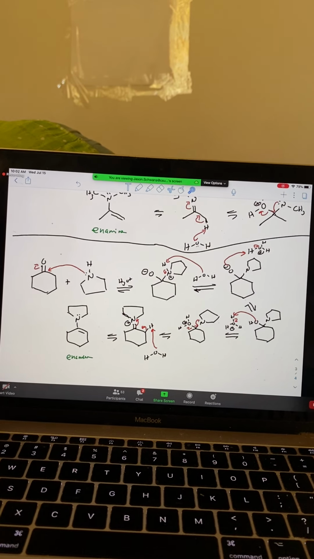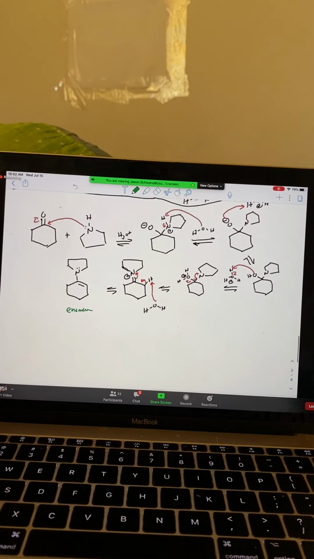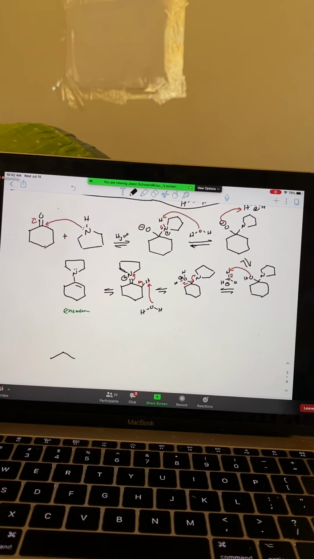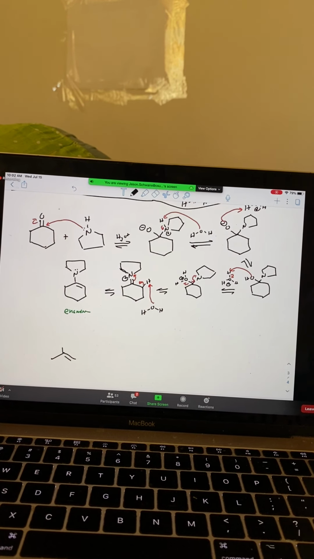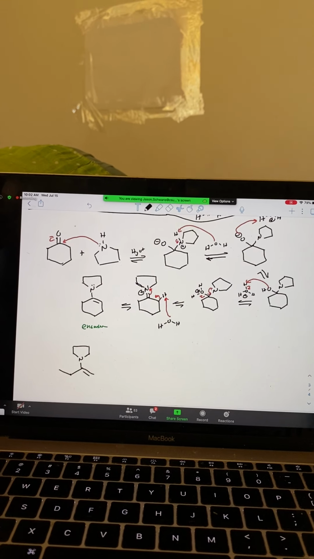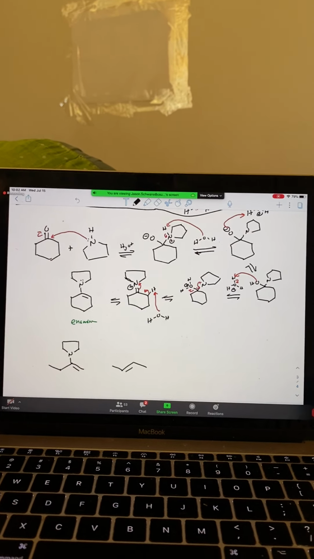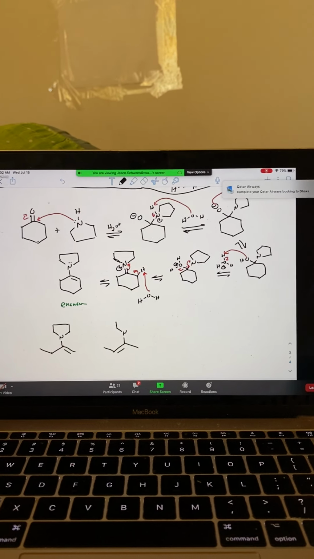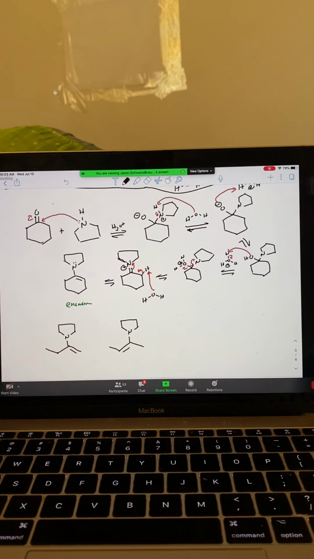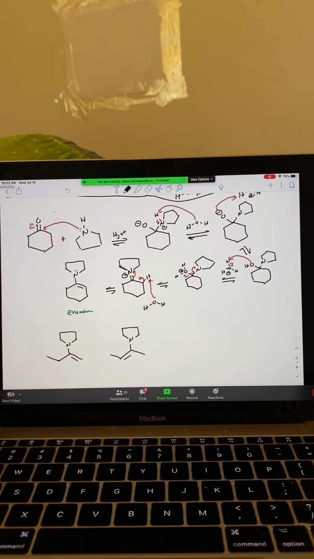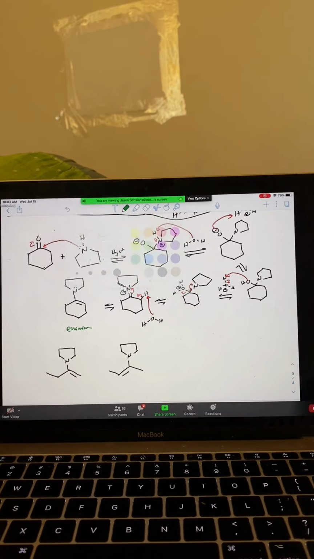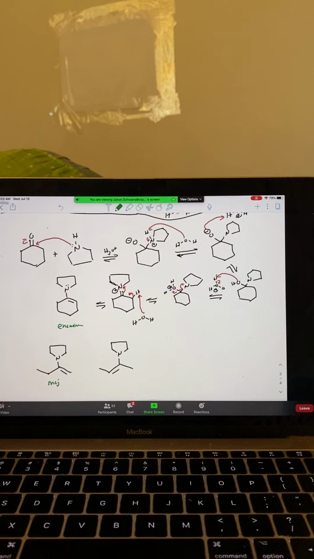If you do have differences in what you could form, so let's say you could form something like this, versus something like this. This is where sometimes it gets to be a little bit confusing because overall, what ends up happening is this usually is the major product.